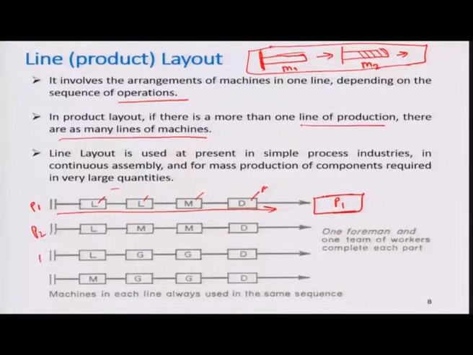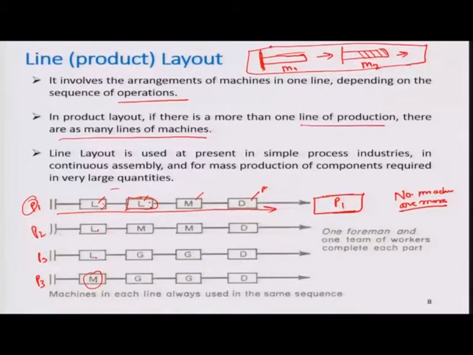Similarly for P2 and P3, you can see that for each product, three machines are required in parallel. Three L machines are required here, one M machine is required here. Again, when this part gets processed, after that it goes through another machine, a similar kind of machine. So you can see that the number of machines engaged is high.